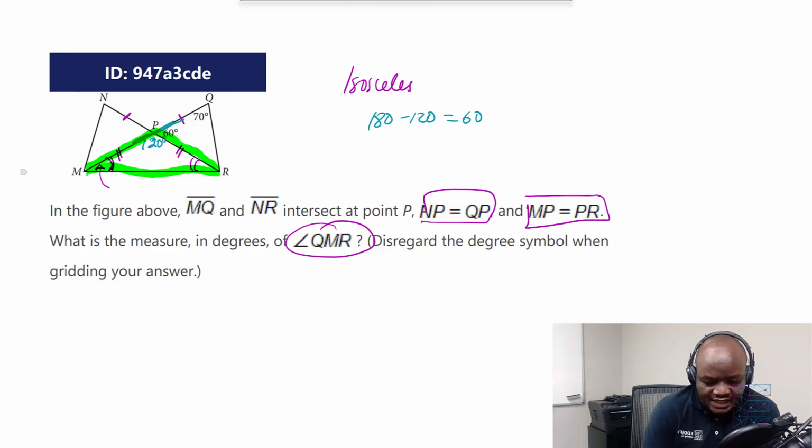But that's the sum of the angles down here, so because they're equal, we're going to divide that by 2. And we're going to find that each of the base angles is 30 degrees. So angle QMR is 30 degrees, and that's it.